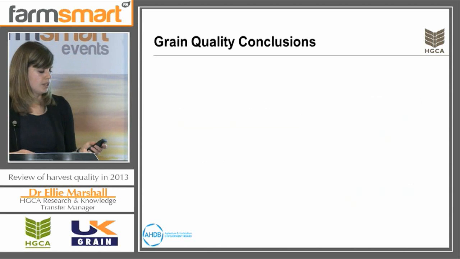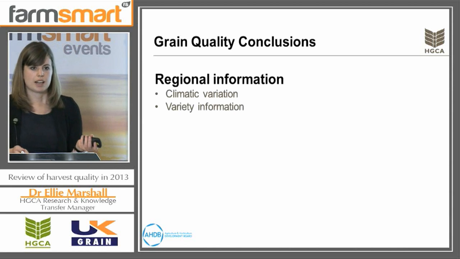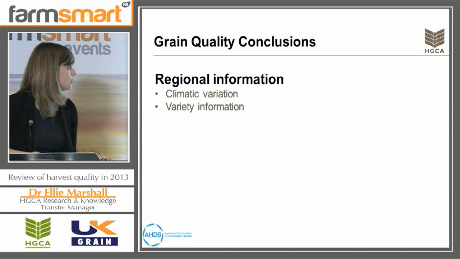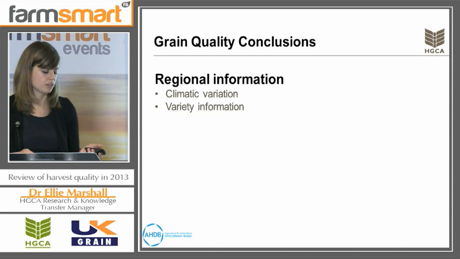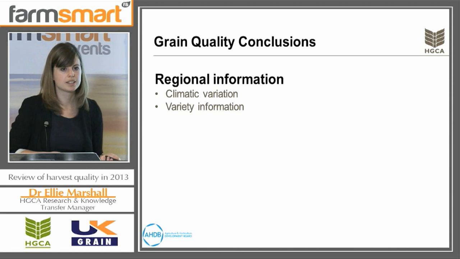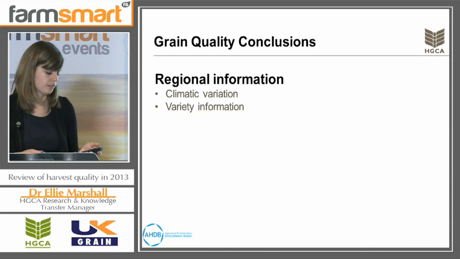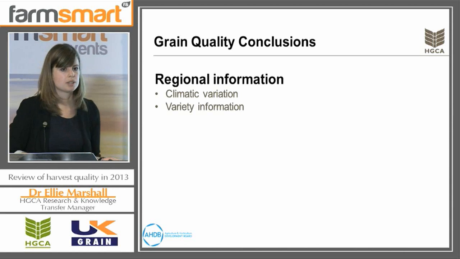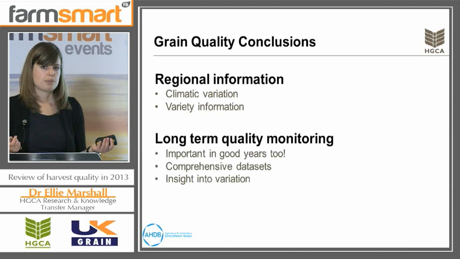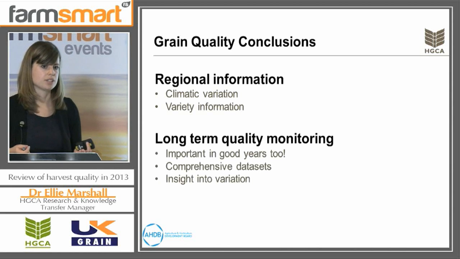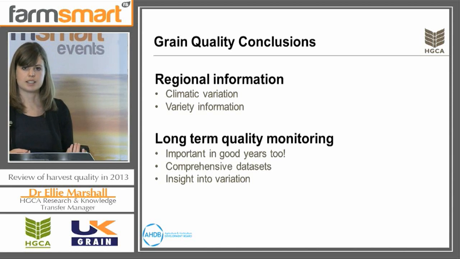So just summing up some of the conclusions from today. Firstly, climatic variation and regional variation is an important factor in grain quality, although it is a factor that growers perhaps do not have such a control over. Whereas variety choice is, and getting good variety information and understanding your different options is an important factor. And also longer-term quality monitoring. We wouldn't have been able to do these studies without that. And it gives us information in how crops act over a series of years. So it is important in the good years as well to give us comprehensive data sets and an insight into different variations.